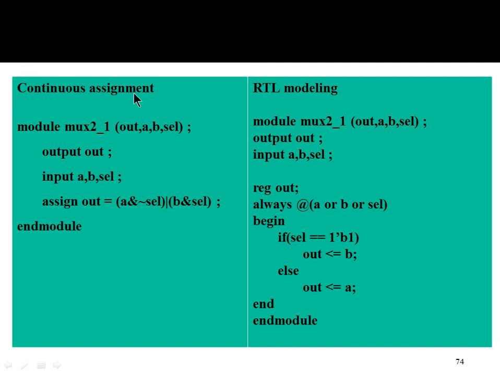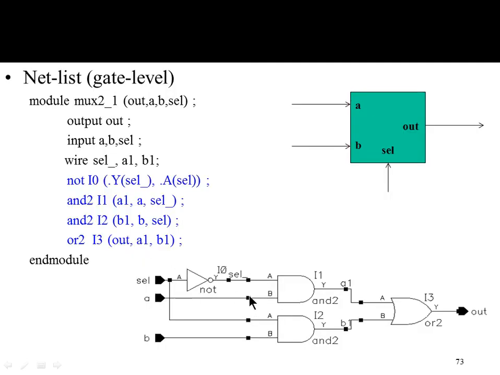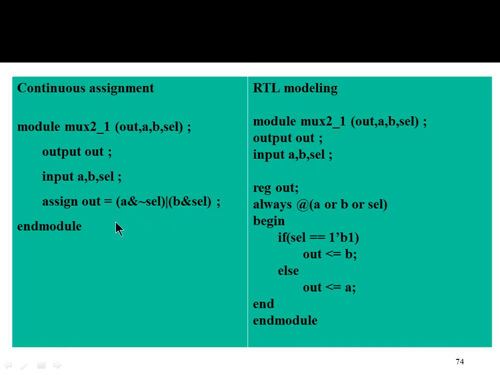Assign, I'm using a continuous assignment, which is an assign statement outside the always block. Assign out is equal to A and not select, or with B and select. End module. A and not select, B and select, you logically OR them, you get the output. So the gates were converted to an equation that became my equation for the output. That's using a continuous assignment.